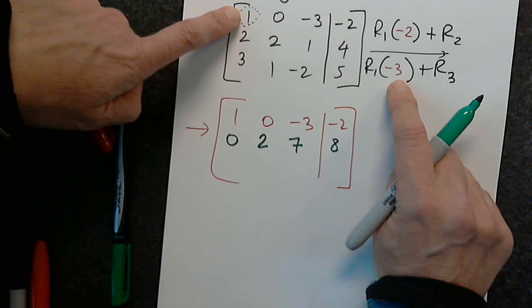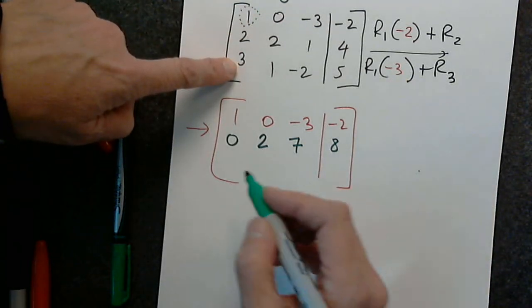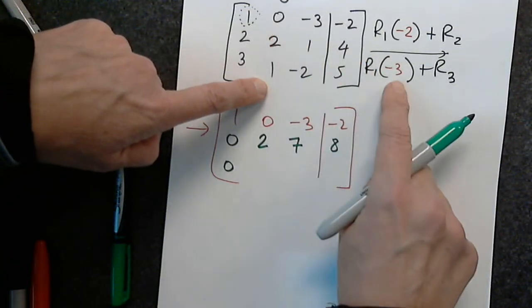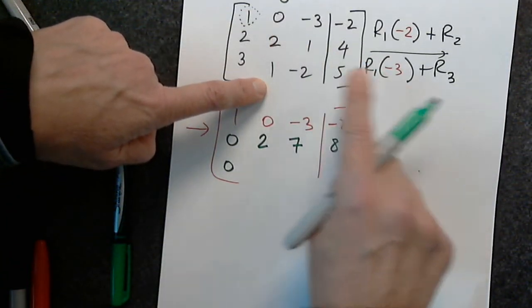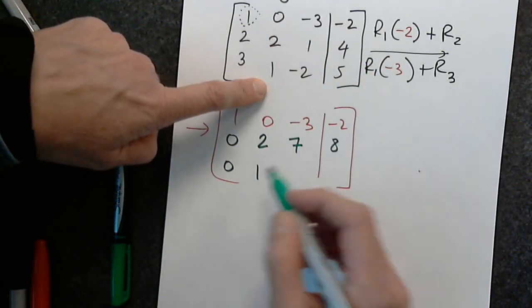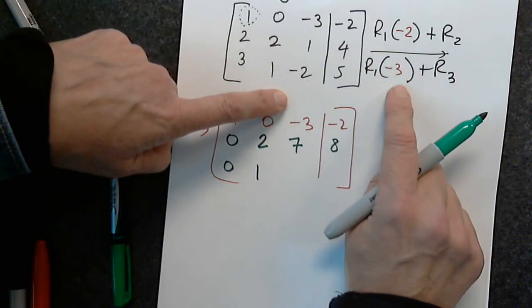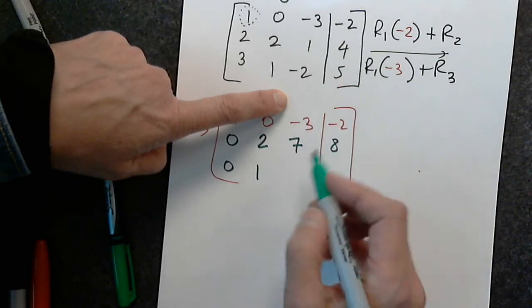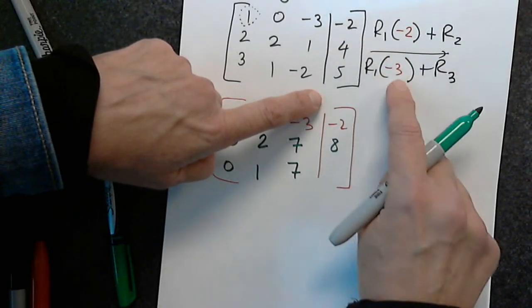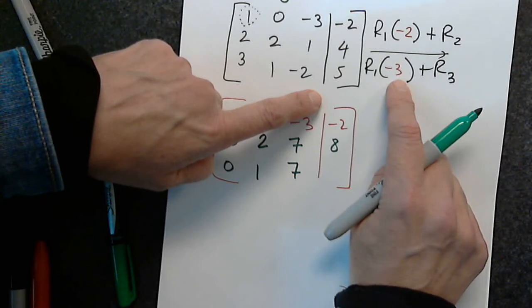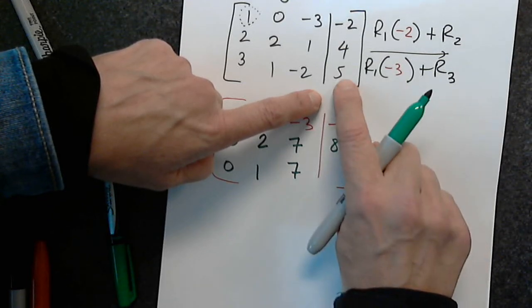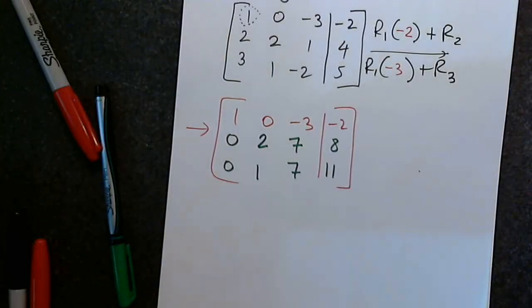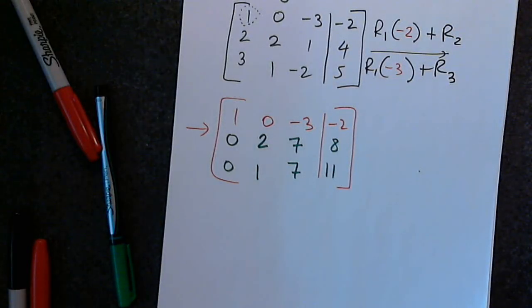1 times -3 plus 3. Very good. 0 times -3 plus 1. -3 times -3, 9 minus 2. Very good. -2 times -3 plus 5. Perfect. Now let's take a look at what we need.